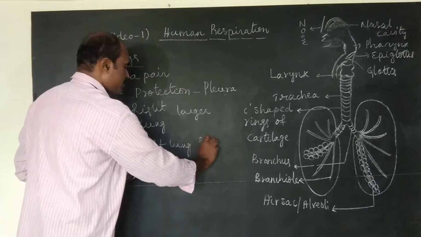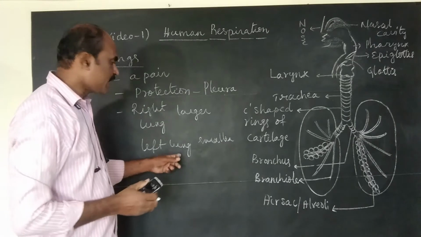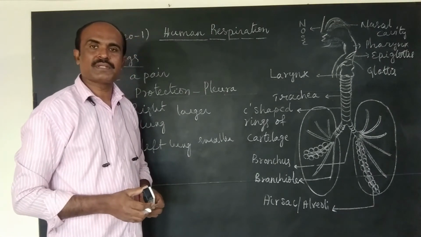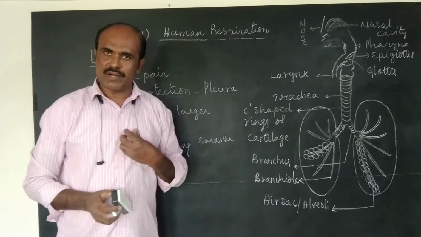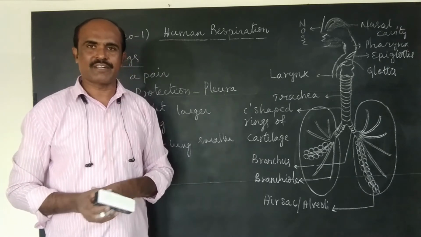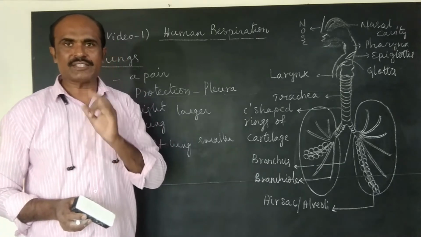Left lung is smaller. What is the reason behind it? Left lung has 2 lobes, right lung has 3 lobes. The reason behind this is that the heart is slightly towards the left side, so some space is required. So that is why left lung has 2 lobes, right lung has 3 lobes.